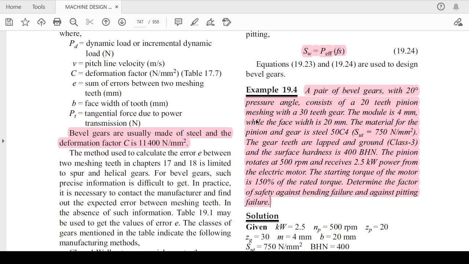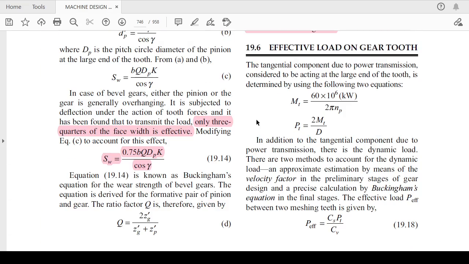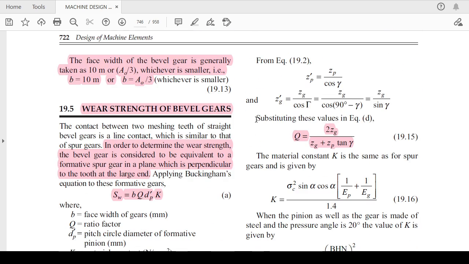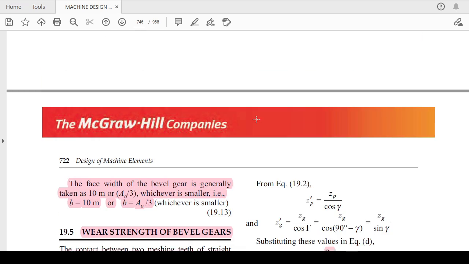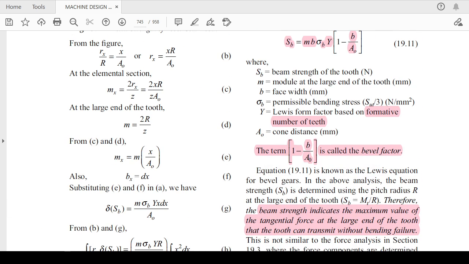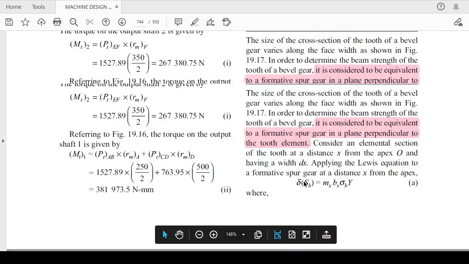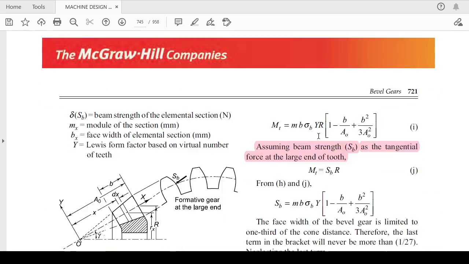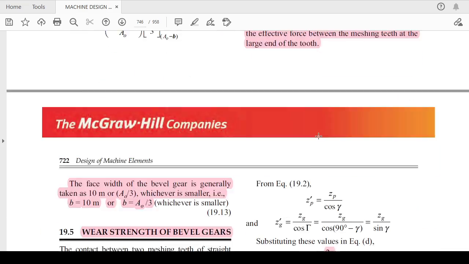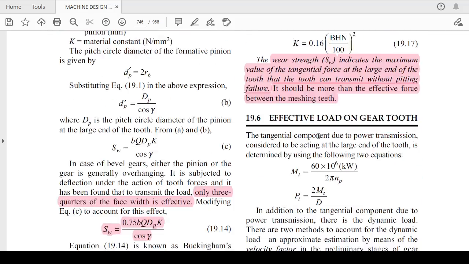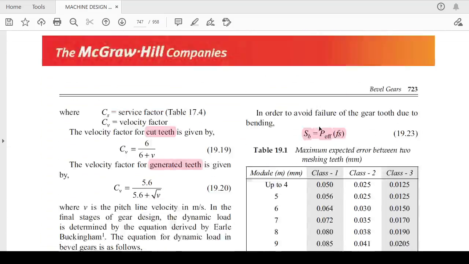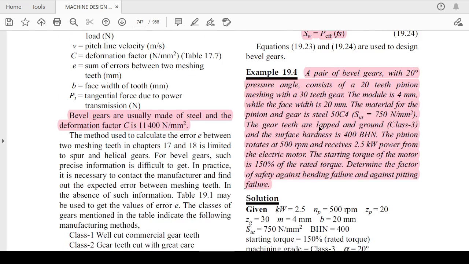So as in the last session, we have discussed the beam strength, the wear strength, and the effective load calculation of the bevel gear teeth. I'm just scrolling those pages so that you can recall the formulas if needed. Either you can also refer to the design data book, where you can fetch this formula. Some notations may be different, but most of the time you will get all the formulas similar to these. So today we will try to discuss or solve some design problems related to the bevel gear.